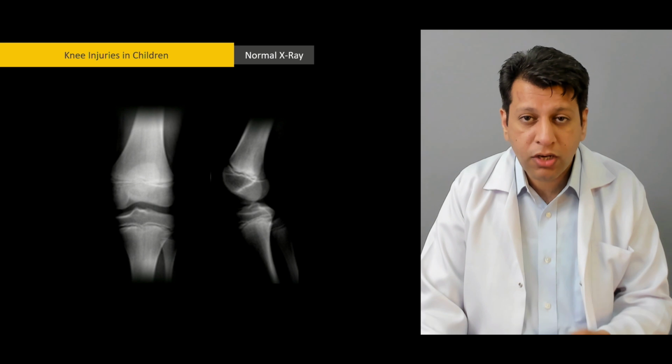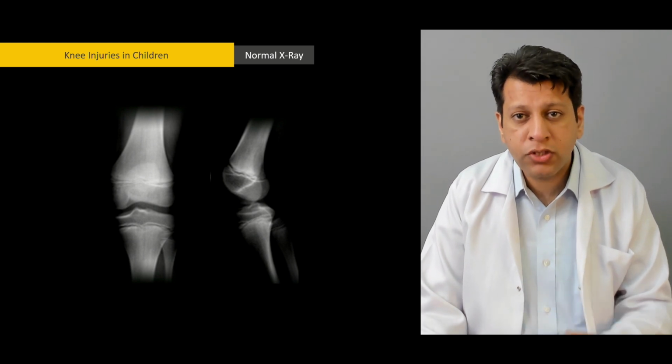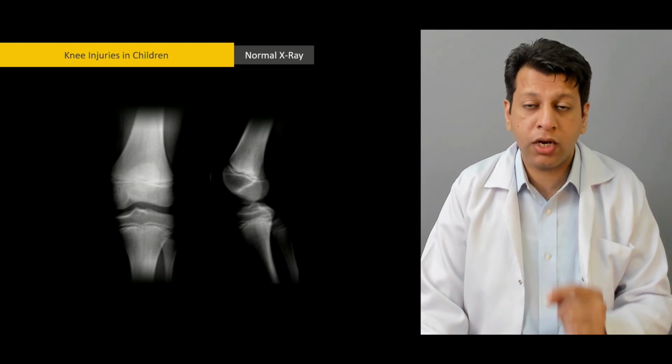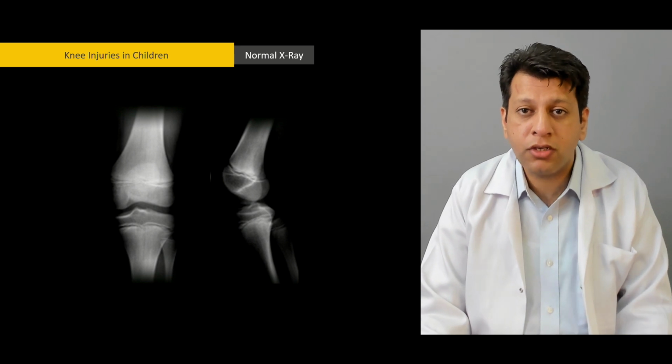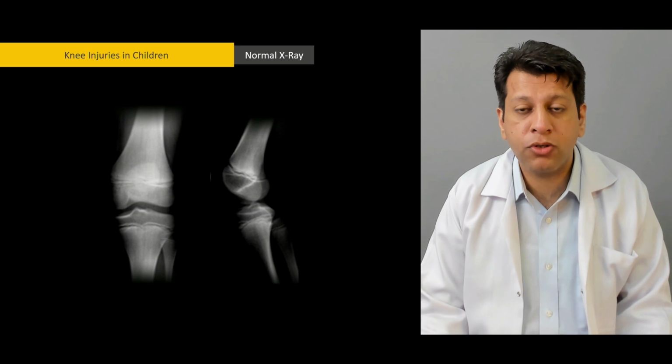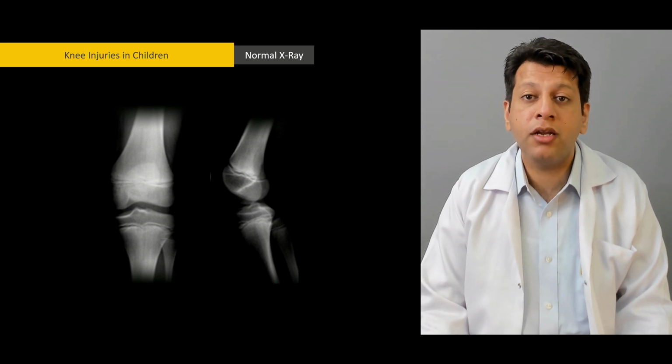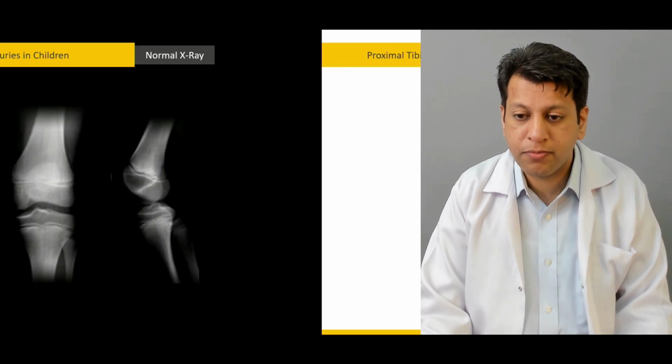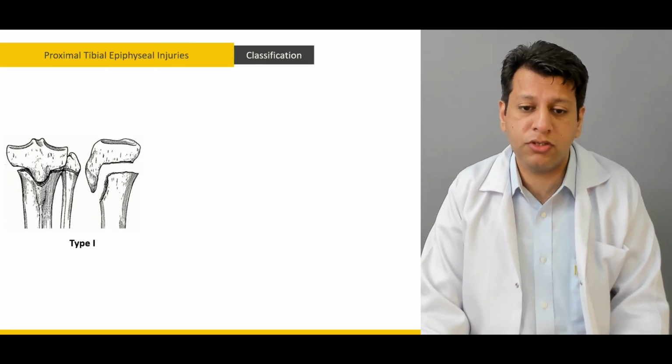So whenever a child complains of knee pain, we must get x-rays, a detailed history, and clinical examination, and physeal injuries should be ruled out, because these injuries can later lead to limb length inequality. Now coming to proximal tibial epiphyseal injuries.